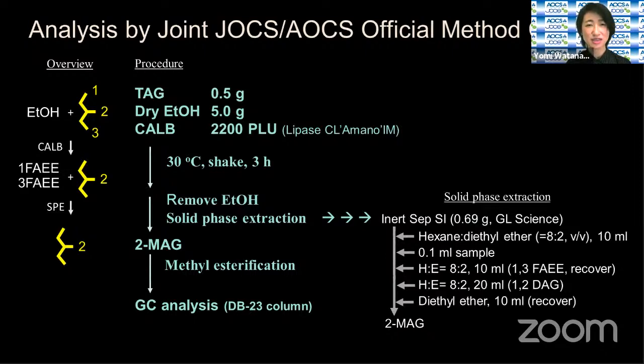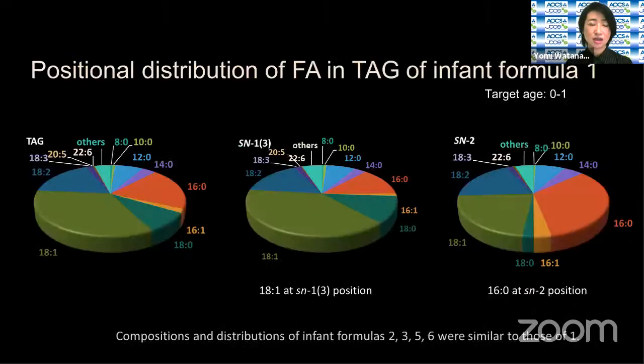Then the official method CH3A-19 was applied to the extract from infant formula. This slide shows the fatty acid distribution in TAG extracted from one of the infant formulas, sample 1. As in human breast milk fat, most of the palmitic acid was distributed at the SN2 position. The infant formula was promoted in the product display as being enriched in PUFA. DHA and EPA were detected in the extracted oil.